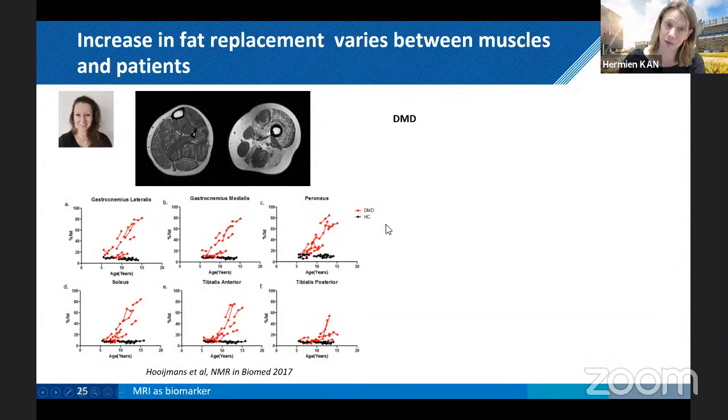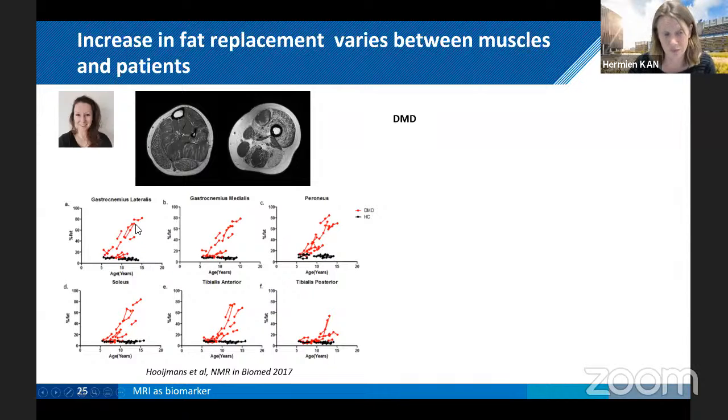The other thing I just mentioned in the image that I showed of FSHD and DMD is that the increase in fat replacement varies between muscles and it varies between patients. So this is an example of Melissa Hoijmans, who's also one of my former PhD students, where she looked at the different muscles in the lower leg, so in the calf. So we can here see the gastrocnemius lateralis, for instance, where all the black dots are healthy controls, which we measured over time.